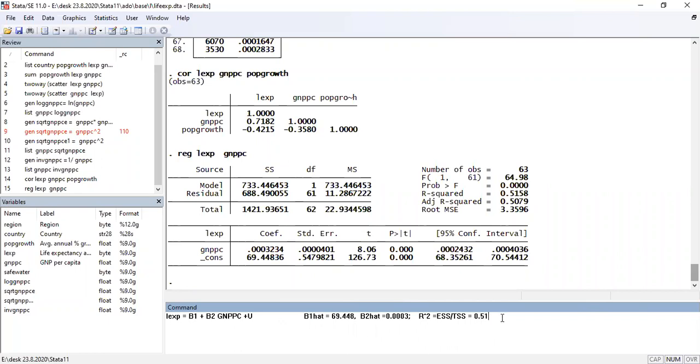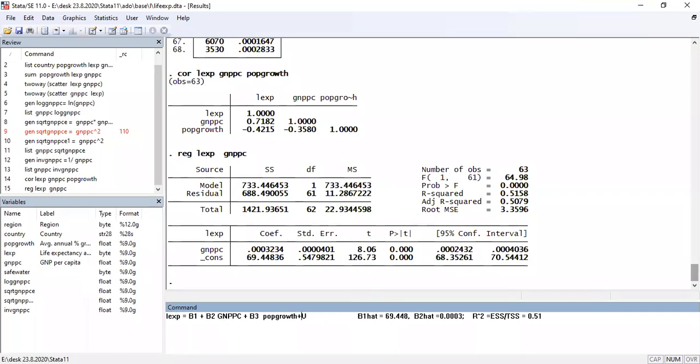Did you all do my intermediate micro class? If, let's say, life expectancy not only depends on GNP per capita, it also depends on population growth, then we can extend the model, even though we did not do it in the theoretical class. We can bring another variable, which is population growth.